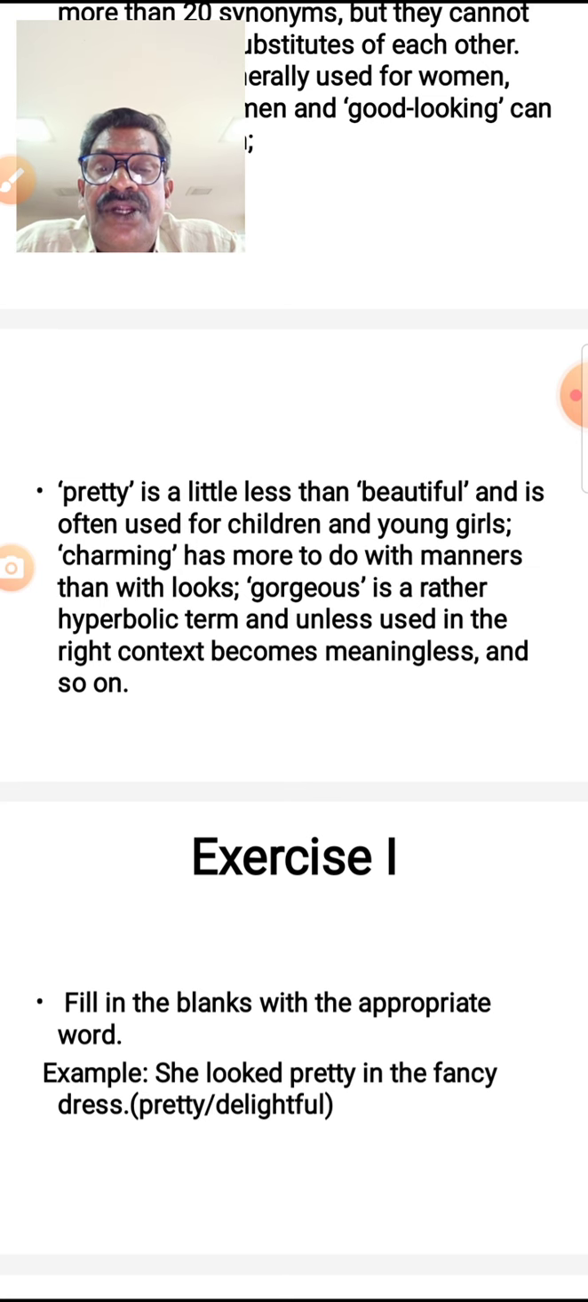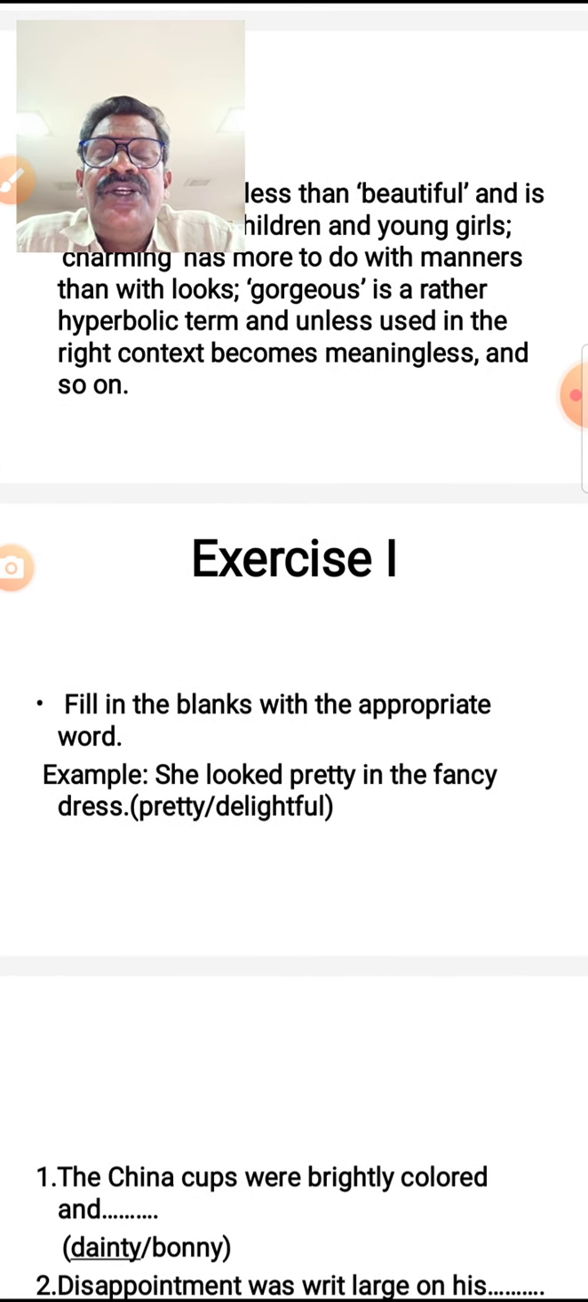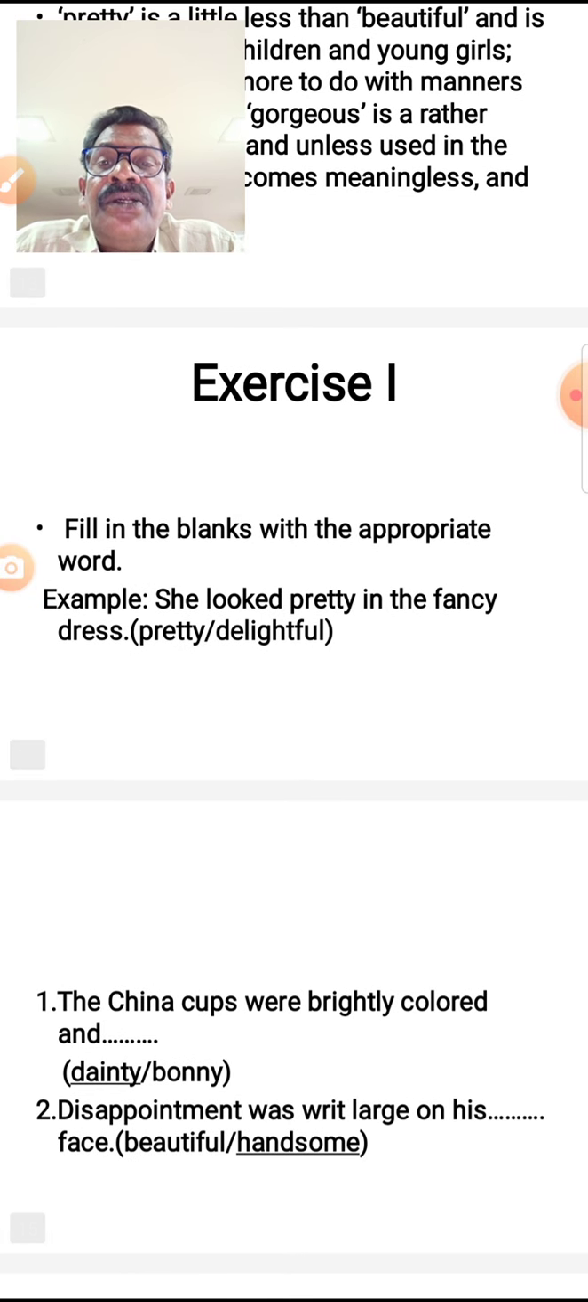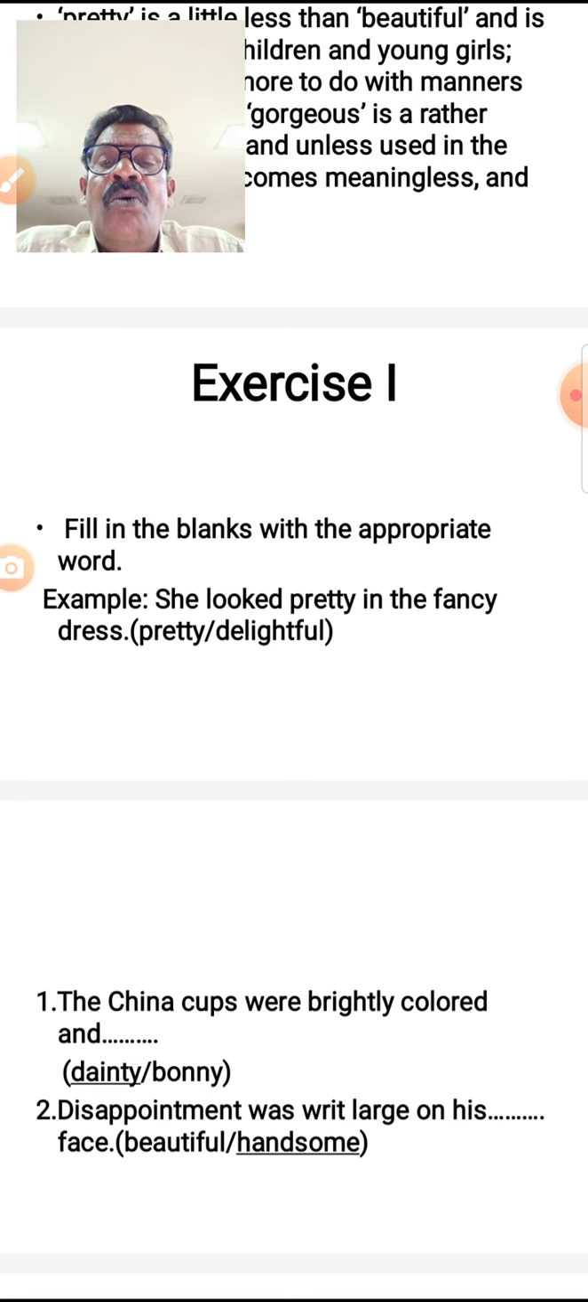Now, in your textbook, some exercises have been given to you, right? Just have a look at that. If you have textbooks or notebooks with you, please try to note down all these exercises which I have done for your comfort, for your knowledge also.